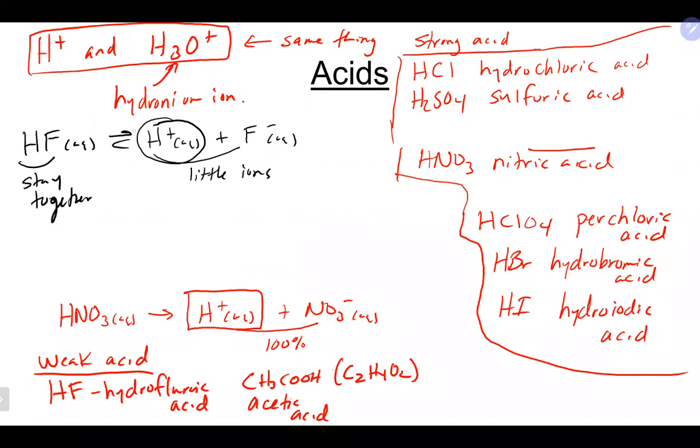We also typically see with our weak acids the arrows that we talked about when we talked about weak electrolytes, heading in both directions, which indicate that it is a weak acid. Any questions on there?